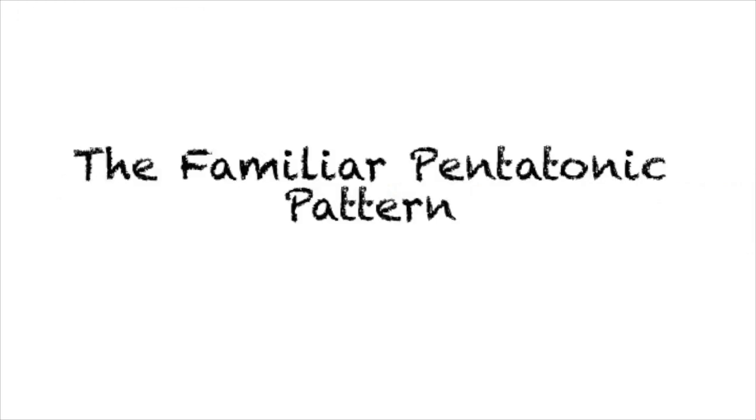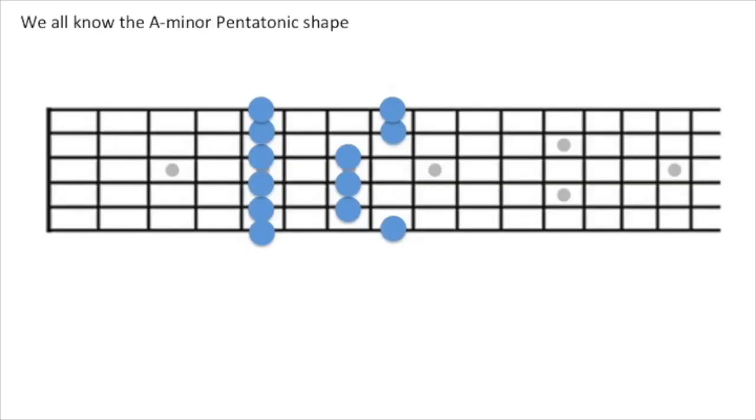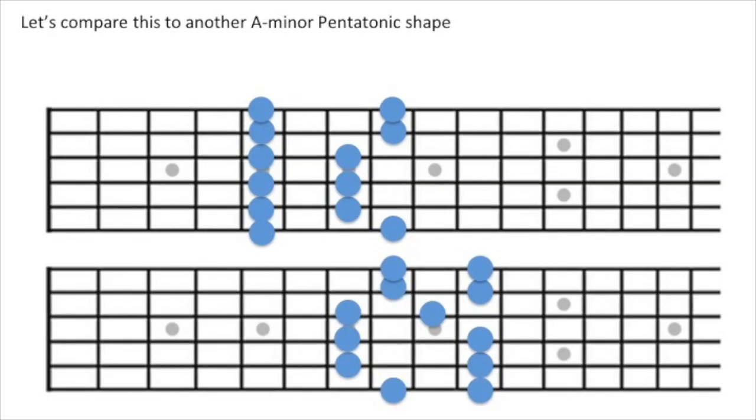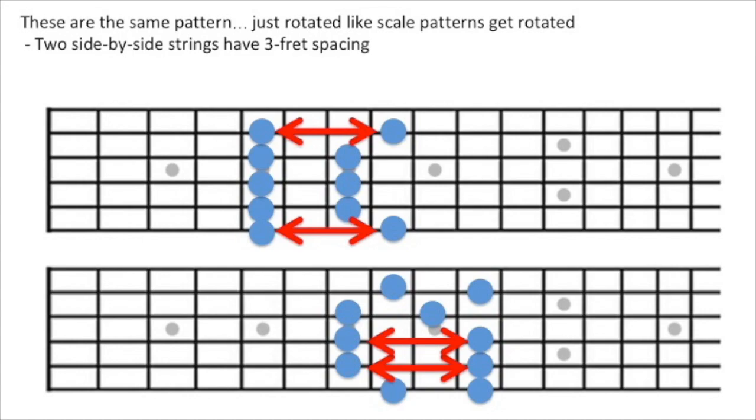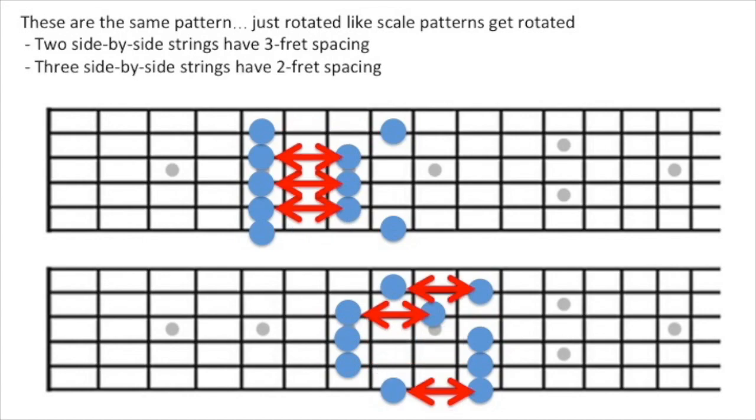Let's shift our focus back to the familiar pentatonic shape. We all know this A minor pentatonic shape. Let's compare this to another A minor pentatonic shape. Let's get rid of string 1 since it's the same as string 6. These are the same pattern, but one is rotated relative to the other. 2 side-by-side strings have 3 fret spacing. The other 3 strings have 2 fret spacing. This is a simple pattern.